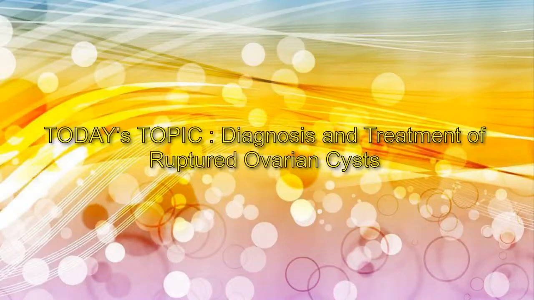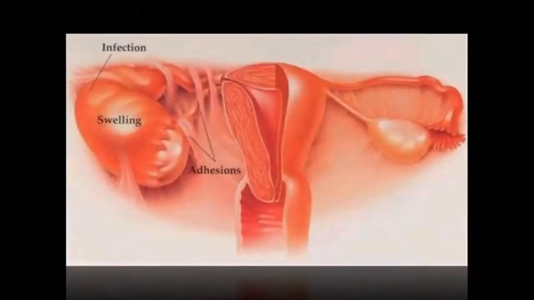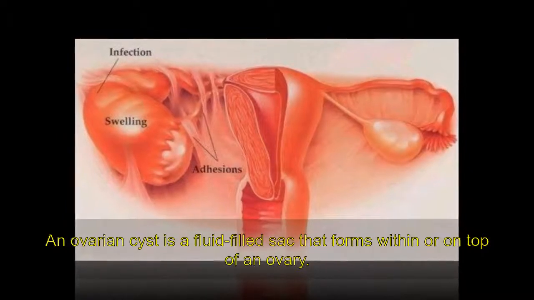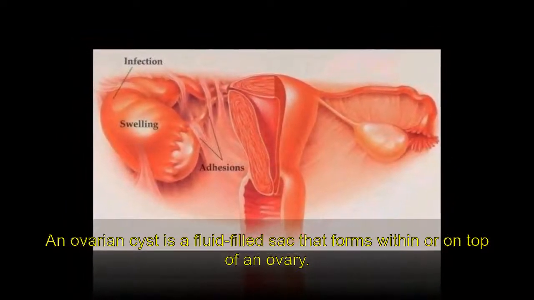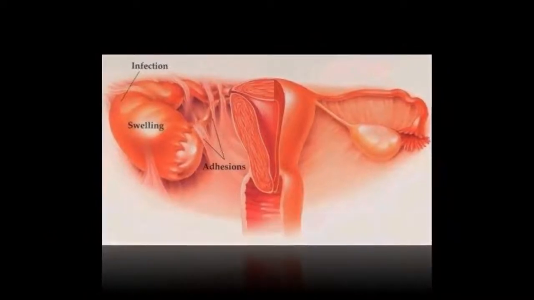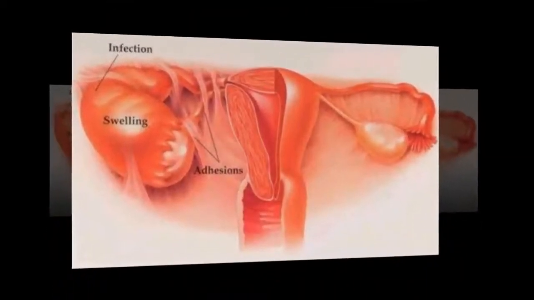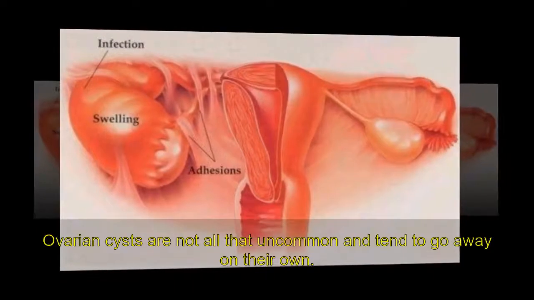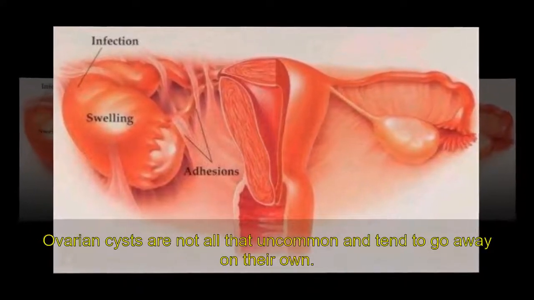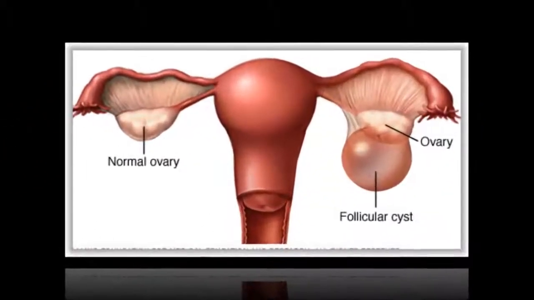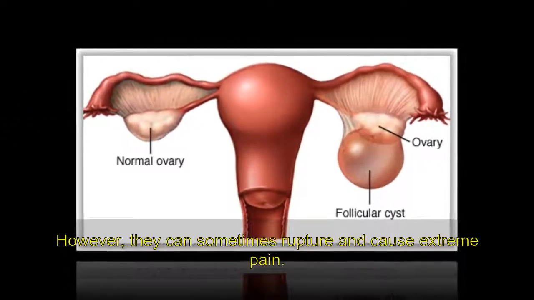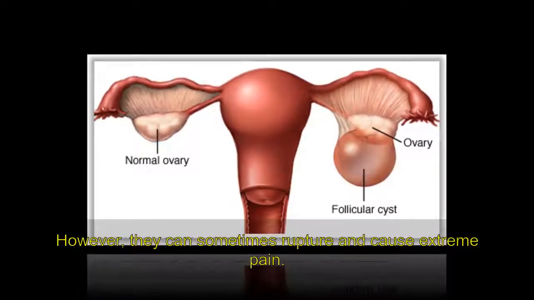Today's topic, diagnosis and treatment of ruptured ovarian cysts. An ovarian cyst is a fluid-filled sac that forms within or on top of an ovary. Ovarian cysts are not all that uncommon and tend to go away on their own. However, they can sometimes rupture and cause extreme pain.